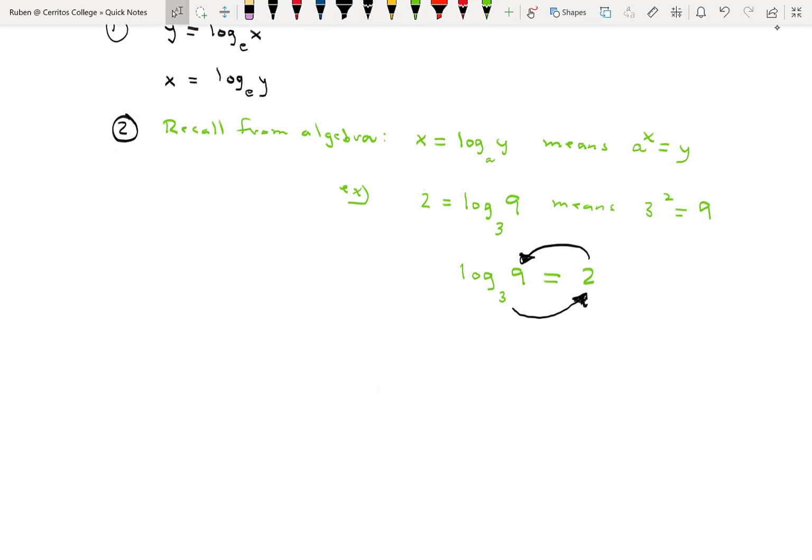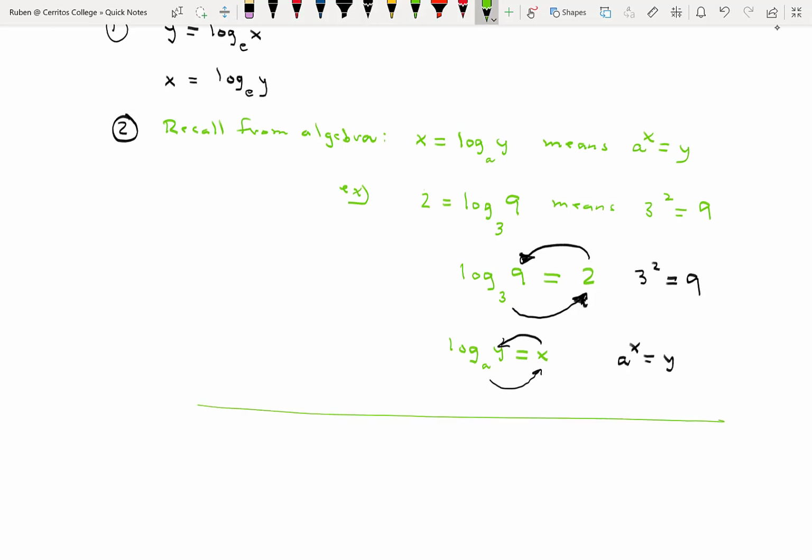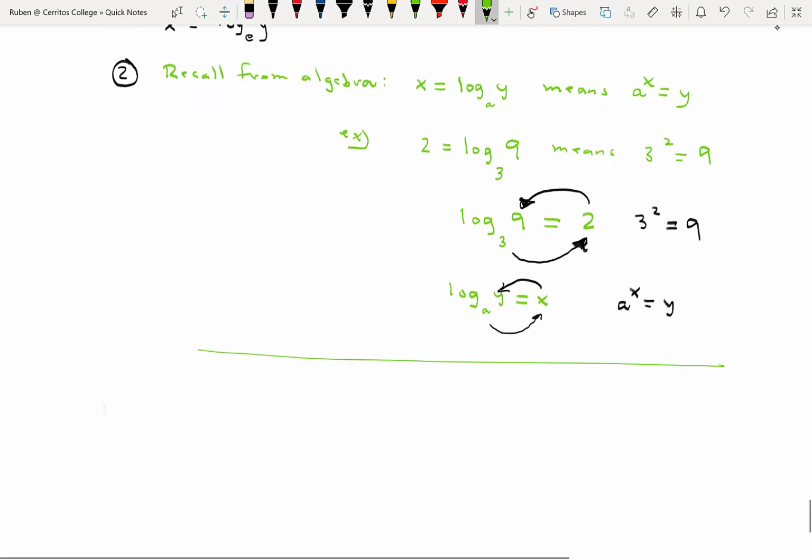So the statement I recall from algebra says that log base a of y equals x. And if you think about the arrow diagram, it means a raised to the x equals y, like 3 squared, 3 raised to the second power, equals 9. Okay? All right. So end that little side trip, and back to our problem.